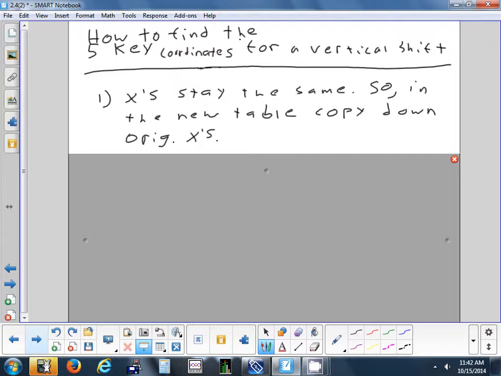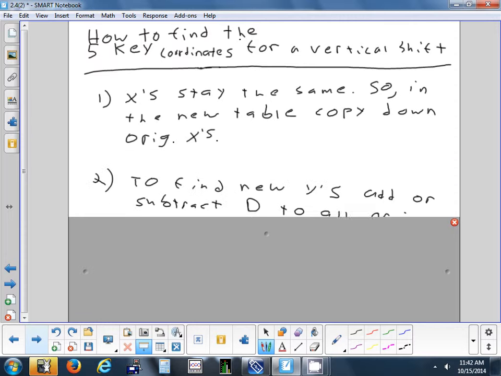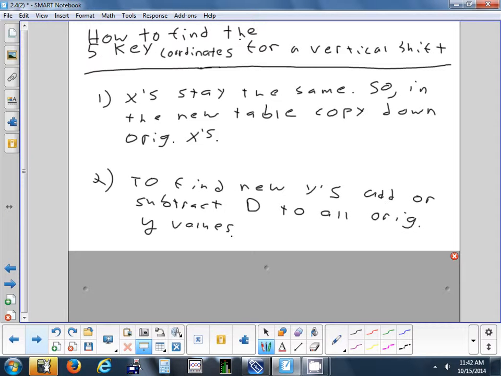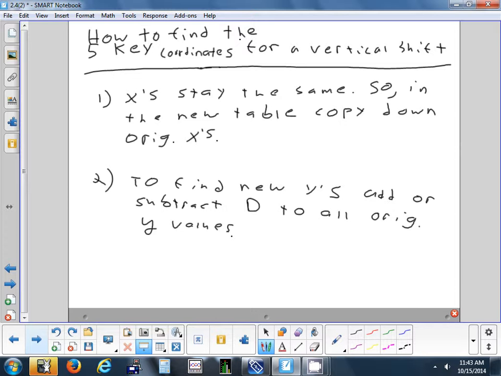How about the y's? Based on what we just did for amplitude change, anybody have a guess what you're going to do to get your new y values? All you're going to do is add or subtract something to them. What are you going to add or subtract? Whatever d is. If d was a plus 2, you'd add 2 to all the old y values. If d was a minus 5, you would subtract 5 from all the old y values. This should be very easy arithmetic because you're adding and subtracting from 1s, 0s, and negative 1s.